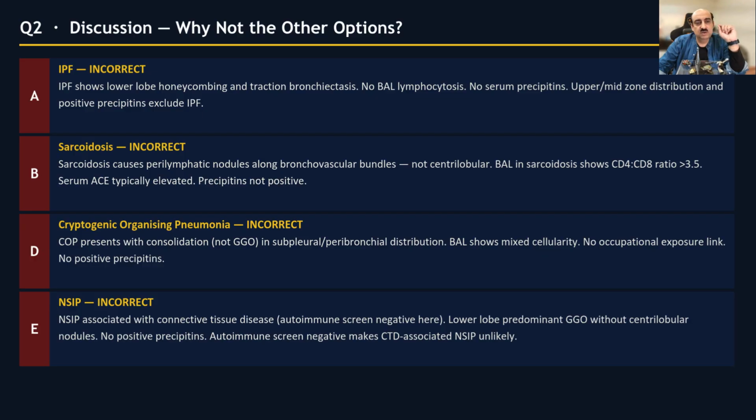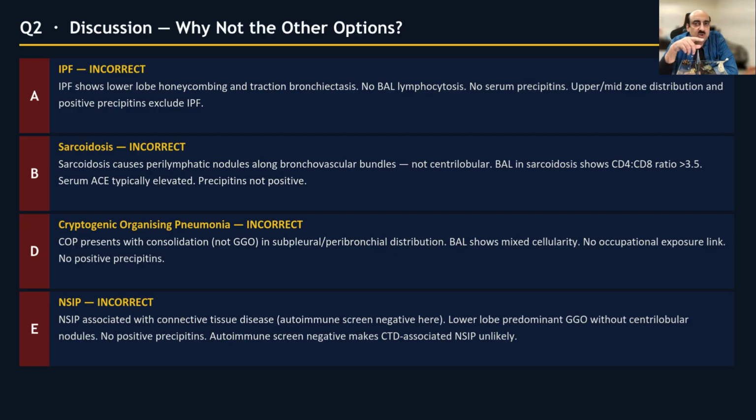So that's one part. Sarcoidosis, again, you expect perilymphatic nodules along the bronchovascular bundles, not centrilobular. And because of the helper T cells, the BAL in sarcoidosis has a CD4 to CD8 ratio usually above 3.5, unlike in this situation, where it's more lymphocytic rather than T helper cell mediated. And serum ACE levels can also be typically elevated, and precipitins again will be negative.